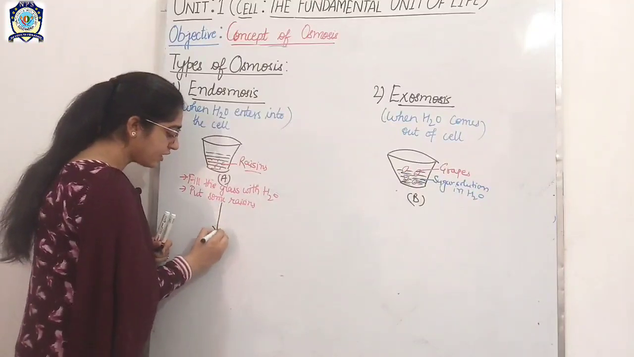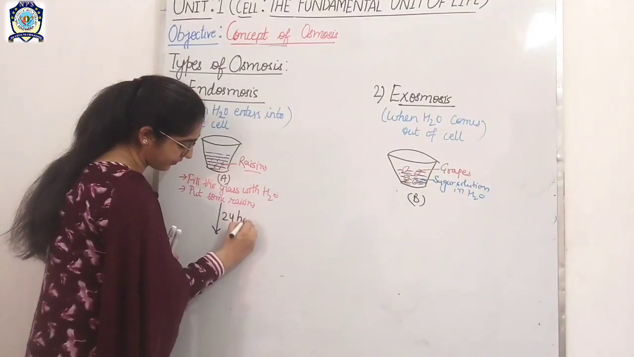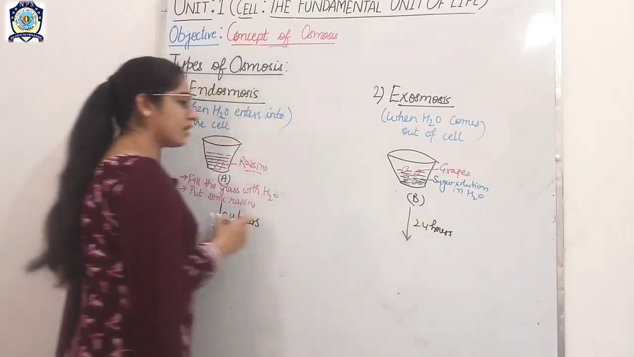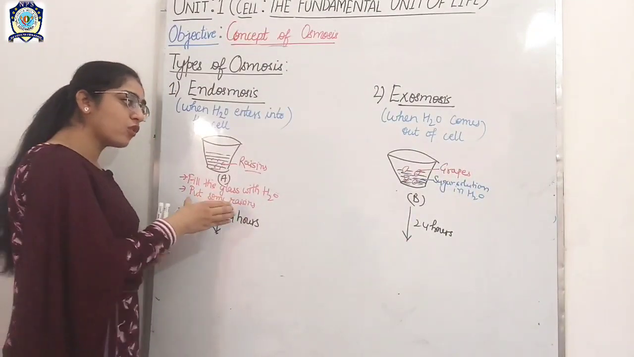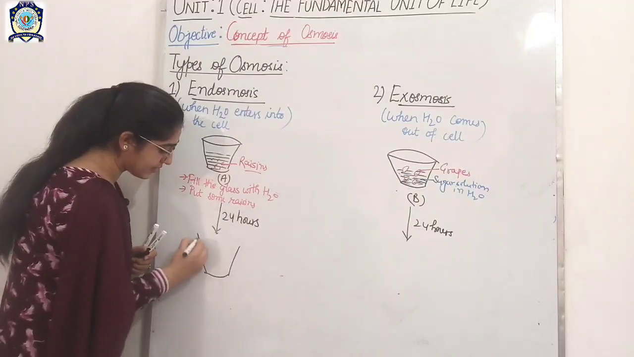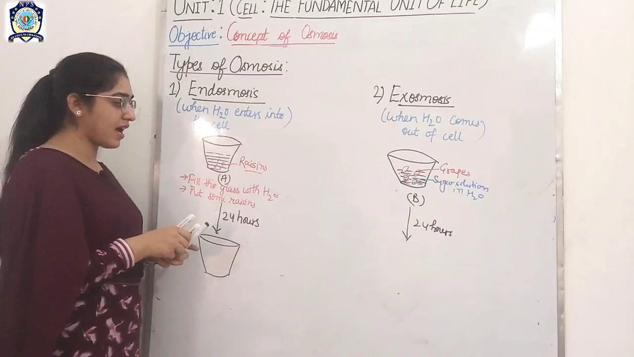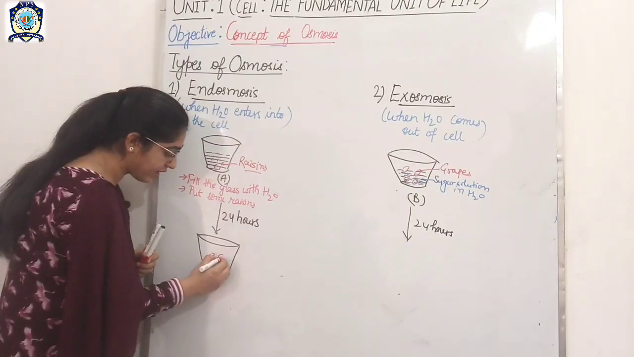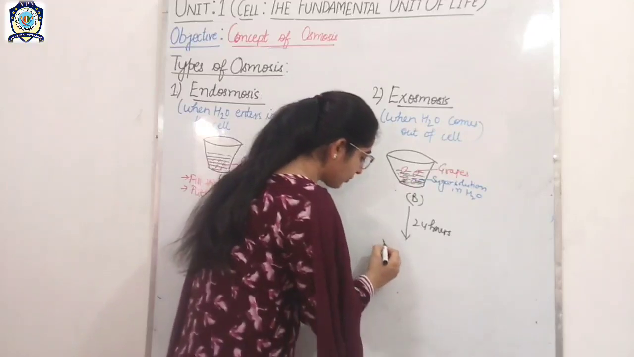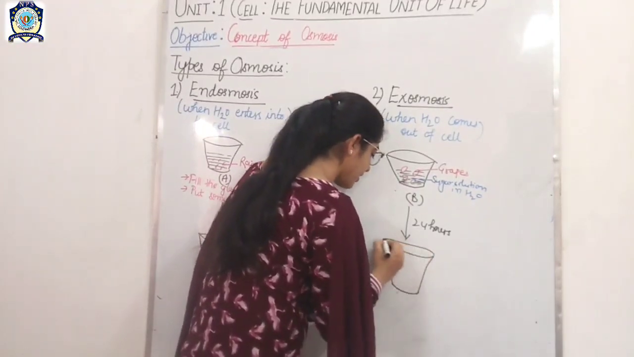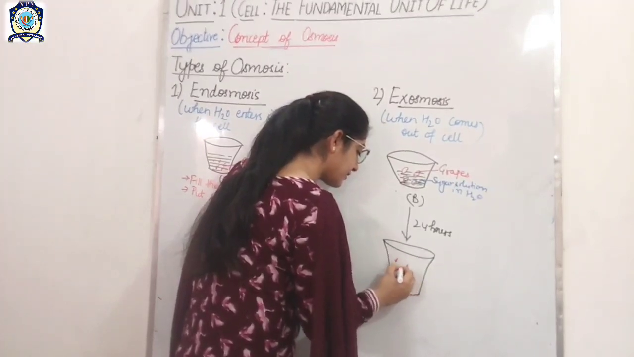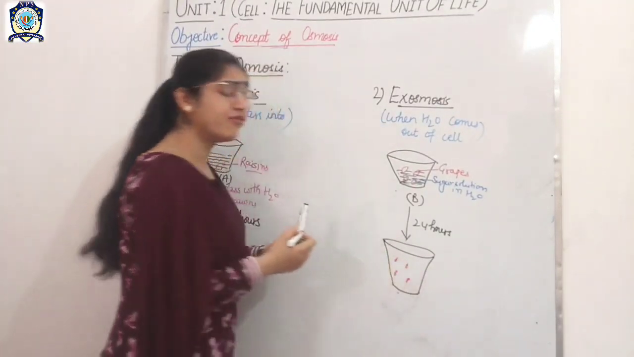So now keep it for 24 hours. तो 24 hours के लिए leave them undisturbed. तो 24 hours के बाद आप क्या ऑब्जर्व करोगे, that in glass A, these raisins will swell up. ठीक है, and in case of B, after 24 hours you will observe that grapes get shrunk, they take the form of raisins.